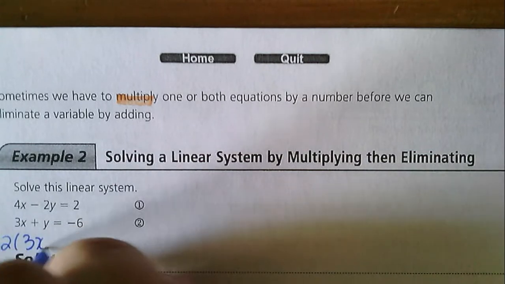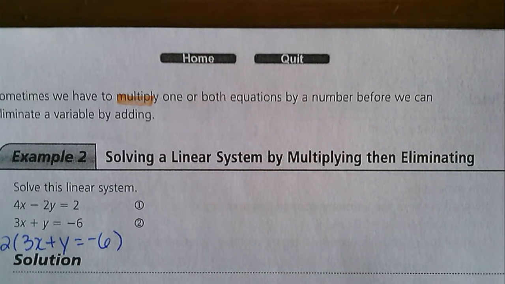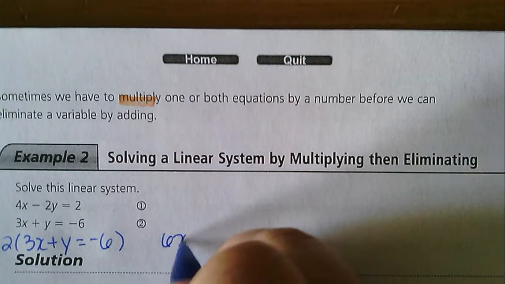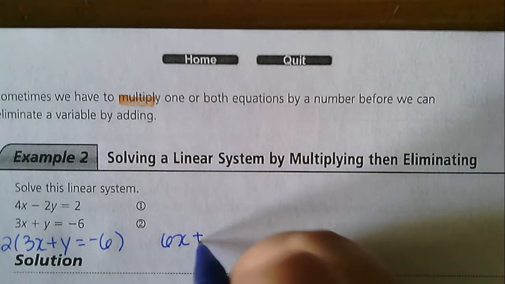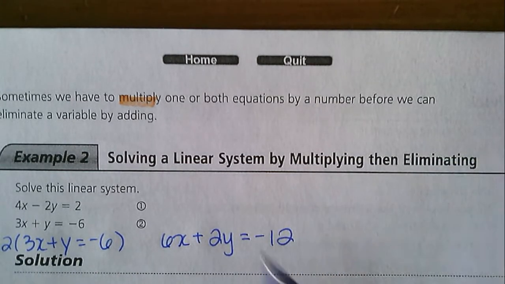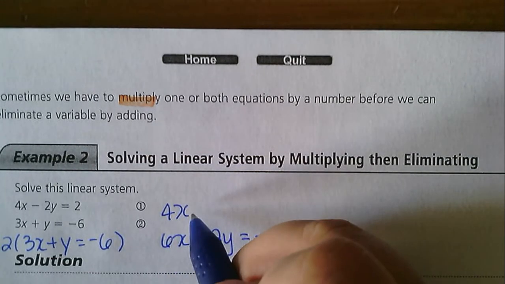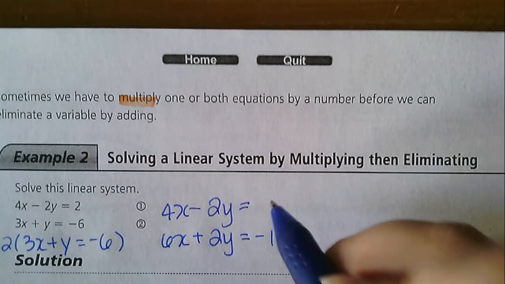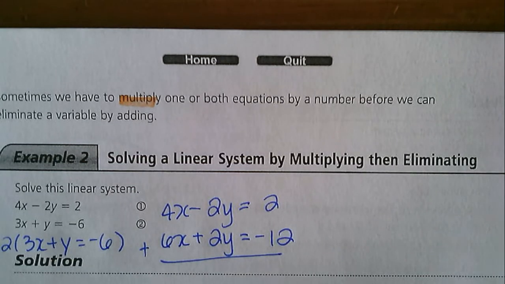2 times 3x plus y equals negative 6. So I'm going to multiply 2 by that entire equation in order to get a new equation that I can use for elimination. So 2 times 3x is 6x. 2 times a positive y is positive 2y. And 2 times negative 6 is negative 12. So now I can use this version of the equation with my original equation number 1 to solve using the elimination method. So now I can add those two together.